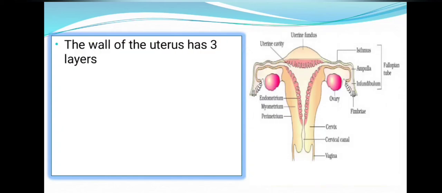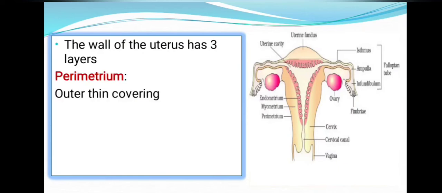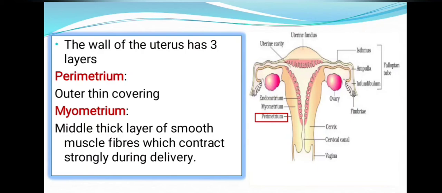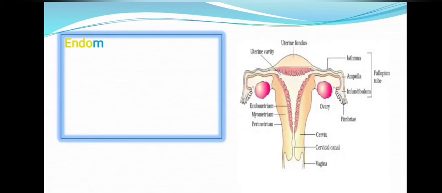The wall of the uterus has 3 layers. The outer layer is called the perimetrium, which is a thin layer, and the middle layer is called the myometrium, which is a thick layer of smooth muscle fibers which contract strongly during parturition or the delivery. Here is the myometrium. And the inner layer is called the endometrium. Here is the endometrium.